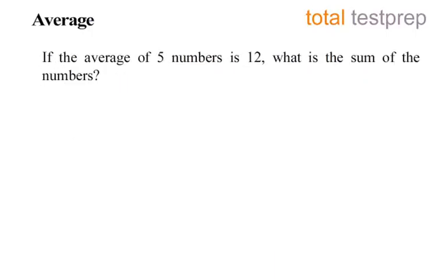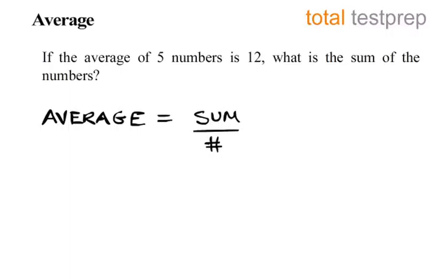Let's take a look at some applied average questions. If the average of 5 numbers is 12, what is the sum of the numbers? Remember, the formula for average is the sum divided by the number of numbers. So we know that 12, which is the average, is equal to the sum of the numbers divided by 5, which is the number of numbers. In any average question, you're going to be given two of these three things. You're going to be given either the average, or the sum, or the number of numbers. The two things you're given, in this case the average and the number, put them into this formula. And then you can solve for the part that's missing just through straight algebra.